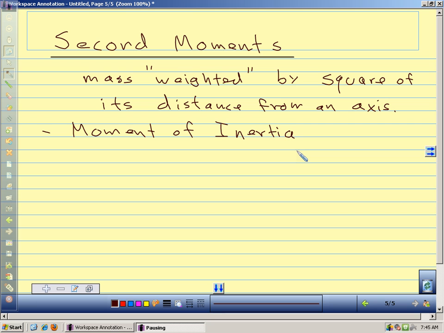So in physics, you use second moments to talk about moment of inertia, and it's a measure of the tendency of a mass to resist a change in rotation. And following the same line of reasoning that we used for first moments, we're going to say that I sub x, and I stands for moment of inertia, I sub x is the double integral over our region of y squared times our density function over our region.